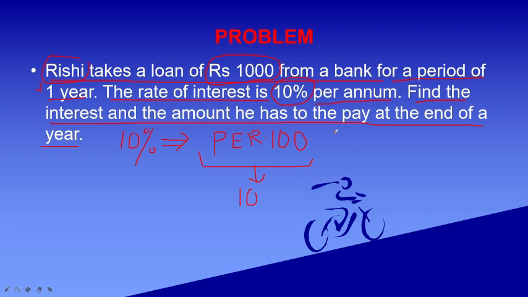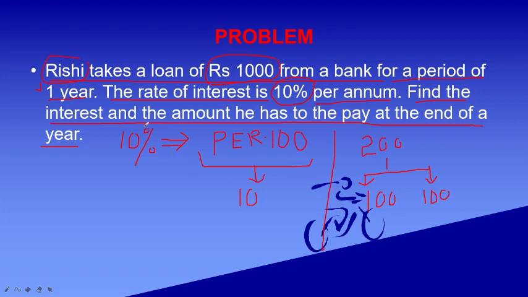Here suppose you borrow 200 rupees from a bank. Then in 200, how many 100? In the 200, the 100 is 2 times. 1 time, and second is another 100.